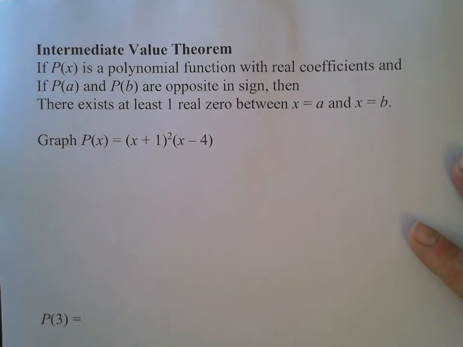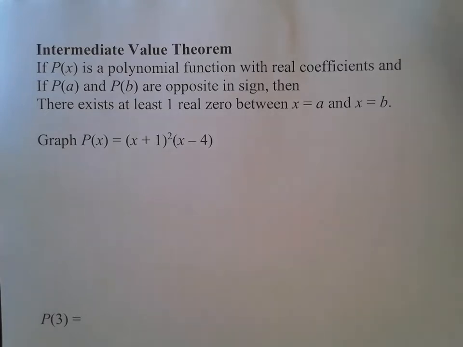Okay, the last theorem is called the intermediate value theorem. So let's read that. It says if p of x is a polynomial function with real coefficients, that means that the numbers in front of the powers of x are real numbers, and if p of a and p of b are opposite in sign, then there exists at least one real zero between x equals a and x equals b.